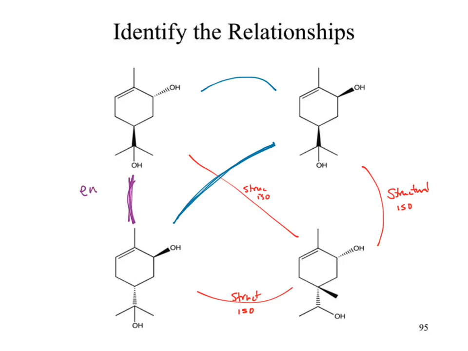Enantiomers. Okay, why? They are non-superimposable and they are mirror images of each other. Wait, really? They're mirror images? Okay. How many people see that they are mirror images? Only half the class. Let's go through and show the mirror image.